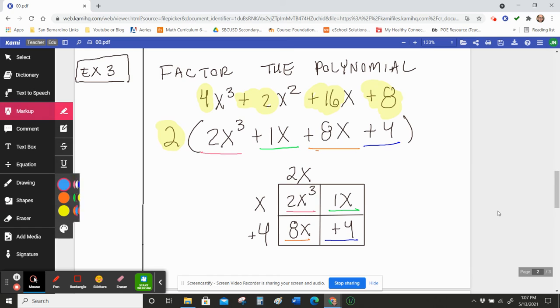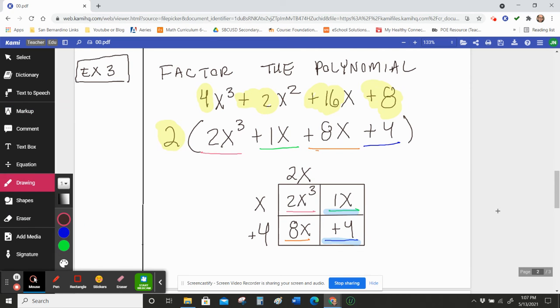So for the last column, I need to check what I can take out of the 1x and the positive 4. If you take a close inspection of these two factors, the only thing that goes into them is a 1. So since the only thing that goes into it is a 1 and the first number is positive, I'm going to put a positive 1 on top.